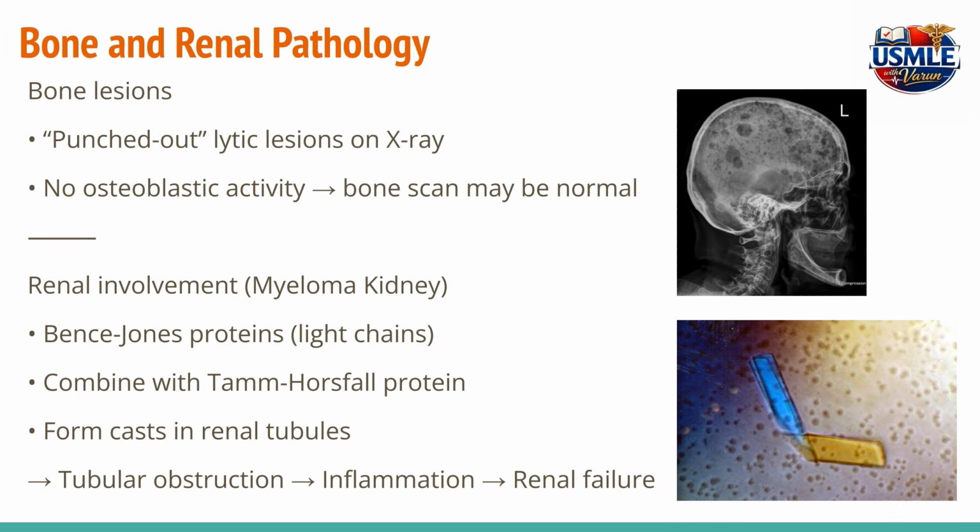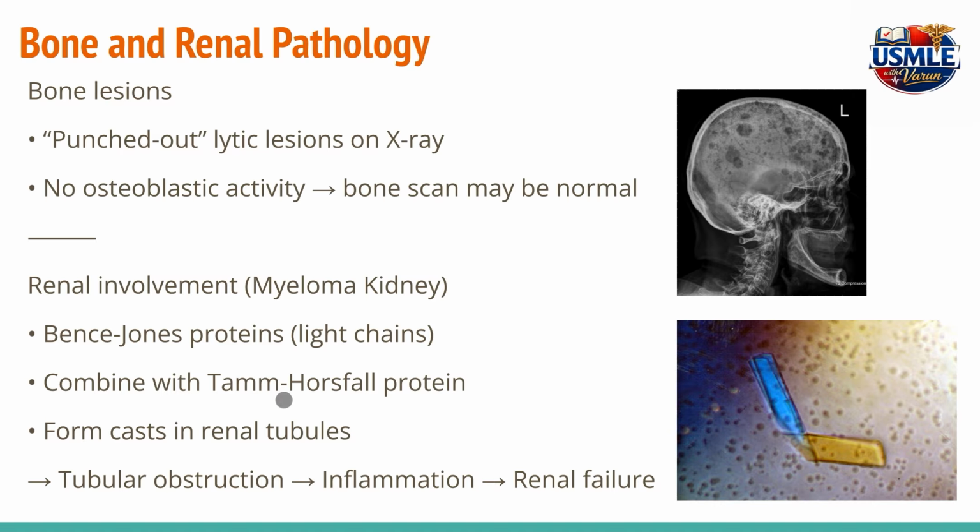But the characteristic appearance that we see in a multiple myeloma patient is punched out lytic lesions on X-ray. So in this image, we can easily see the characteristic punched out lytic lesions on a skull X-ray. For kidneys, light chains called Bence-Jones proteins combine with another protein called Tamm-Horsfall protein in the tubules, and form casts in the renal tubules. These casts can lead to tubular obstruction, and this leads to inflammation, and eventually renal failure.